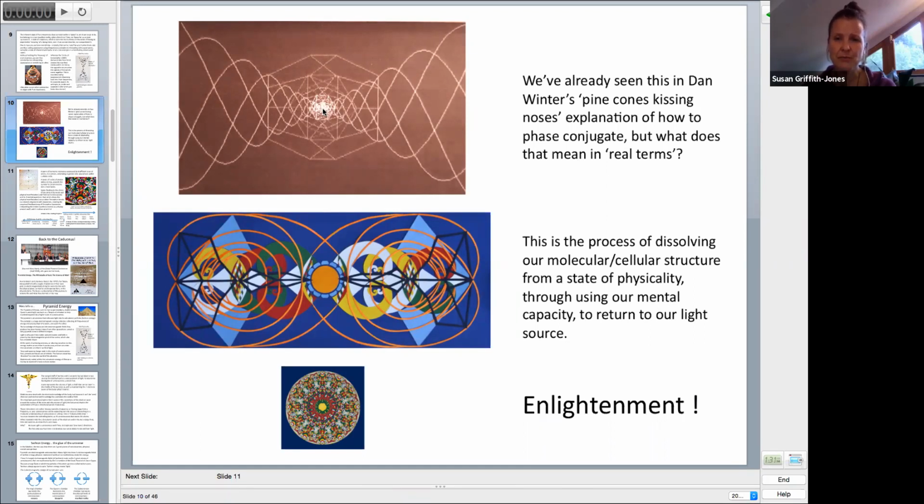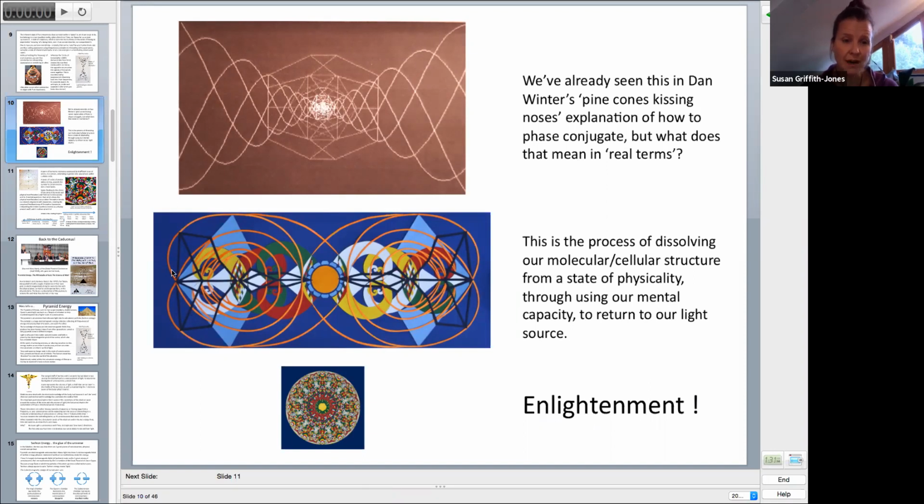What does this mean in real terms? And again, I say real very seriously here, because we could talk about all sorts of superficial things, but in terms of our existence and in terms of our reality, this is the process of dissolving our molecular or cellular structure from a state of physicality, using our mental capacity to return to our light source, our spiritual being. In other words, this is the process of enlightenment.